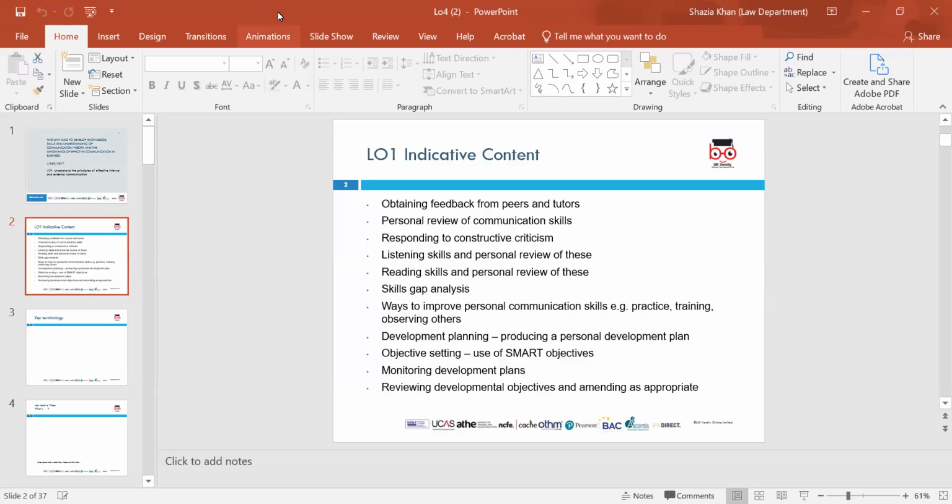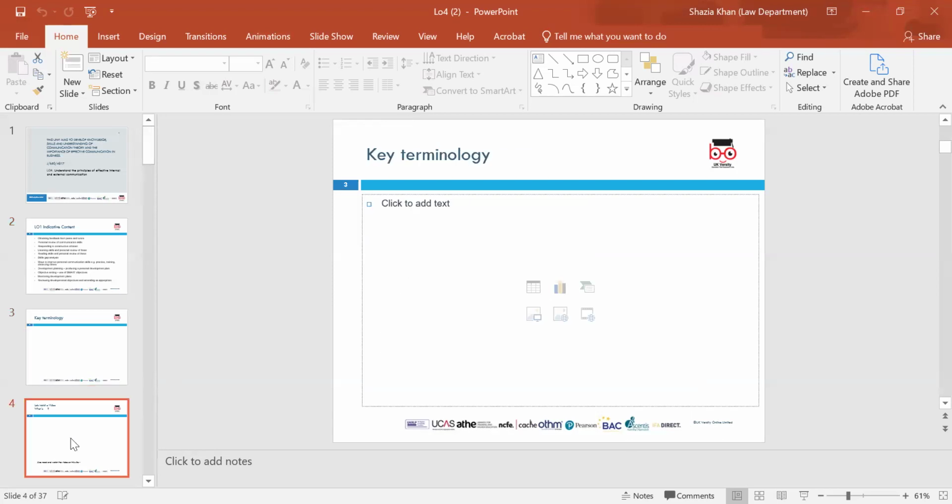So the indicative content is obtaining feedback from peers and tutors, personal review of communication skills, responding to constructive criticism, listening skills and personal review of these, reading skills and personal review, skills gap, ways to improve communication, practice, training, developing planning, looking at the SMART objectives and monitoring and development plans.